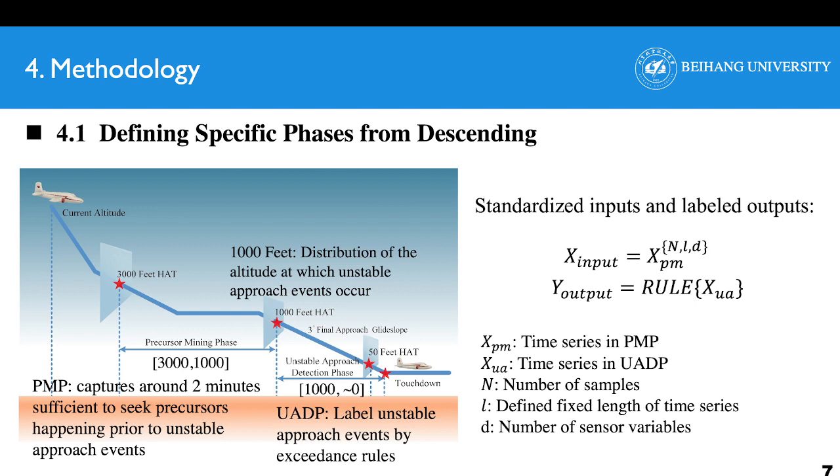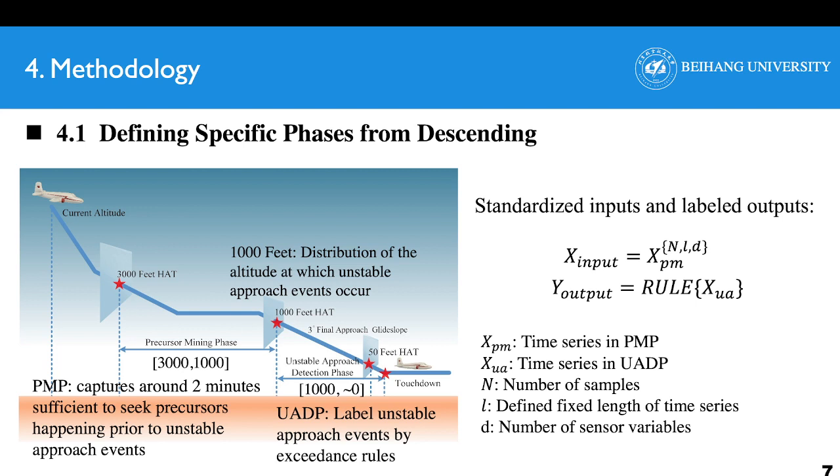Here, as mentioned before, we define two crucial phases in the data preparation process. First, the precursor mining phase. The phase is dedicated to identifying potential precursors to unstable approaches. It plays a pivotal role in generating standardized inputs for our analysis. Second, the unstable approach detection phase. In this phase, our focus is to detect or label unstable approach events. It serves as the basis for generating labeled output.